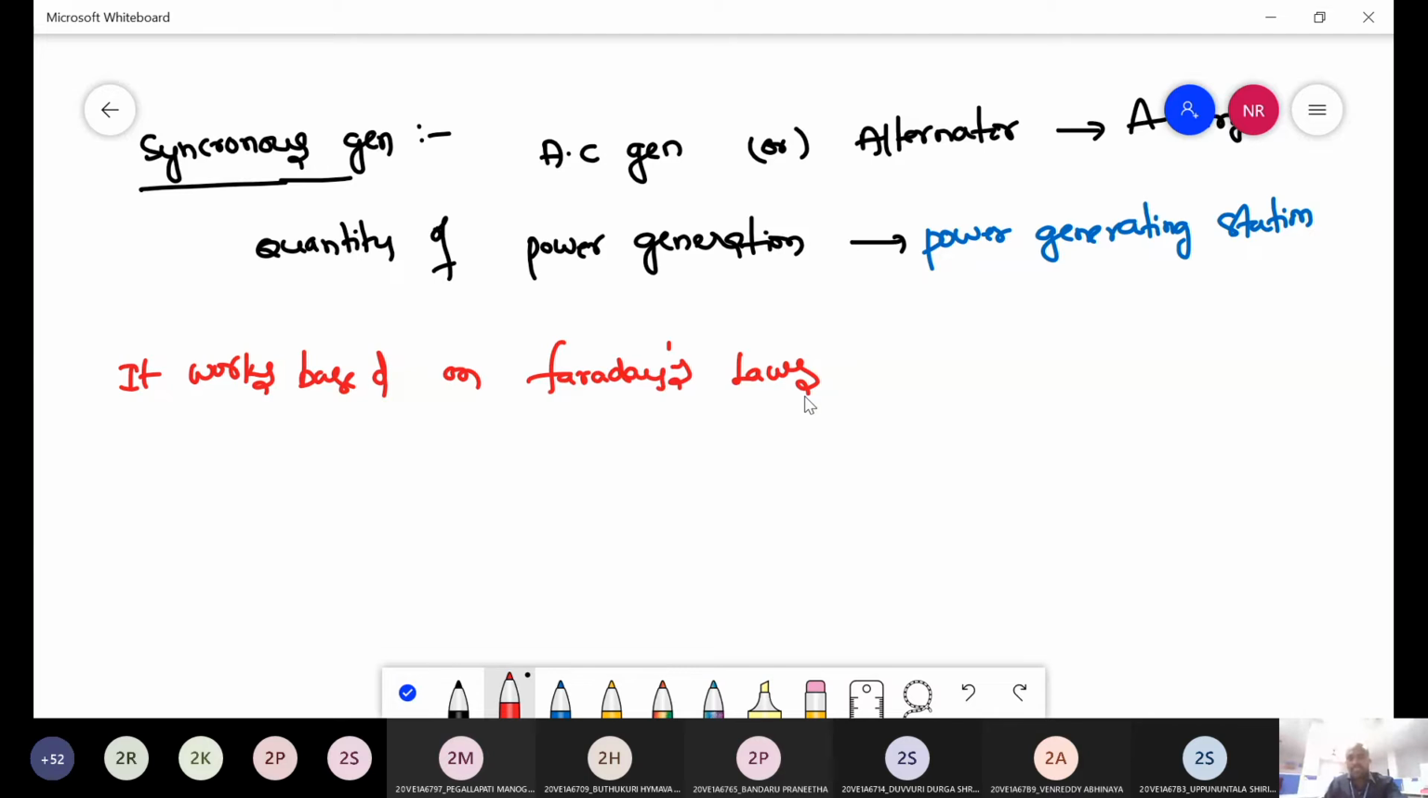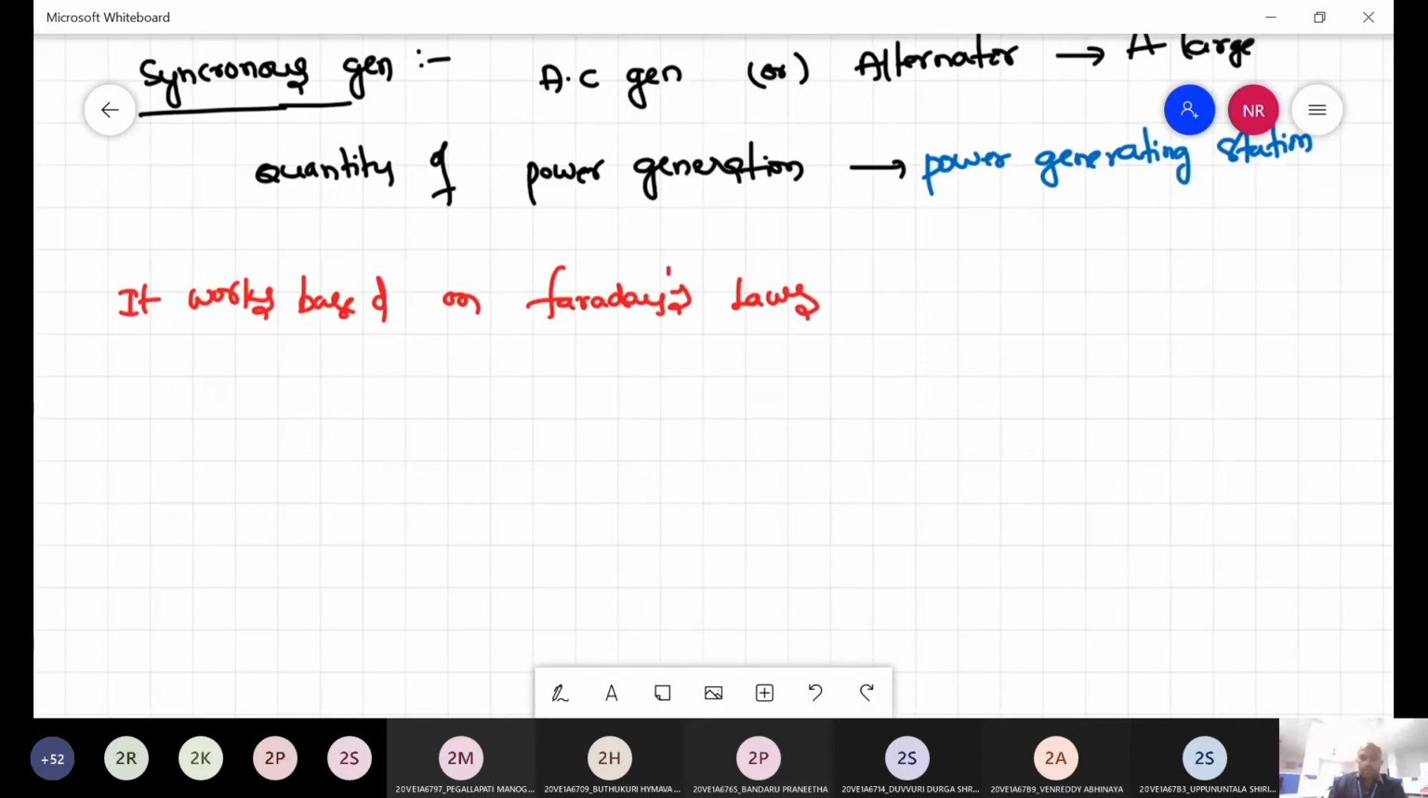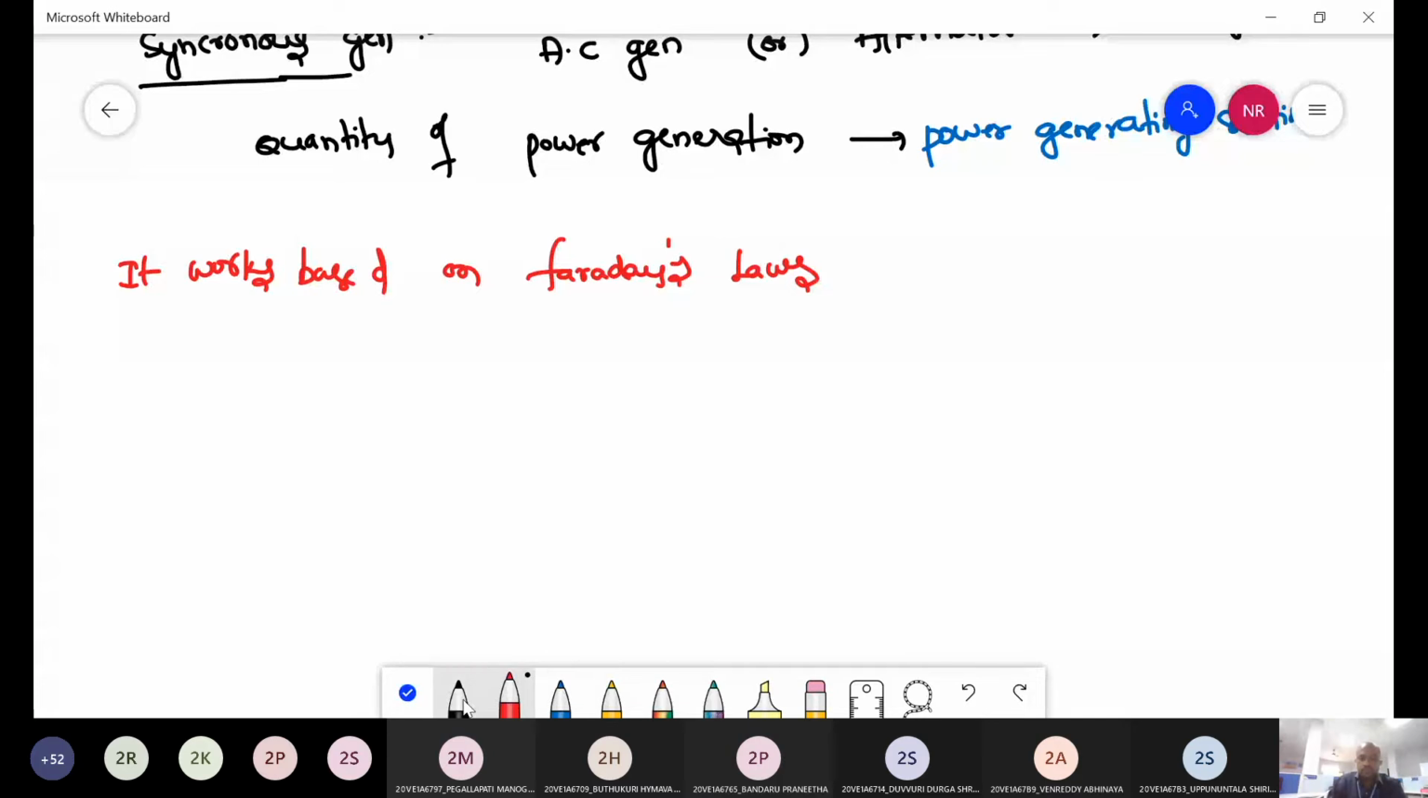So in DC generator, armature conductor. In DC generator, these are the magnetic flux, north pole and south pole, right? Here magnetic flux flows from north pole to south pole.